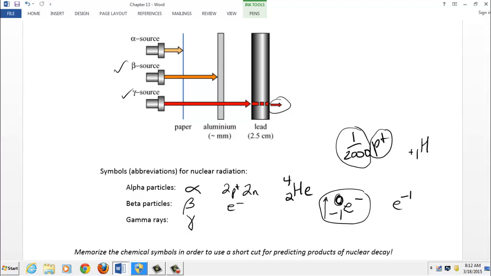Okay, it gets easier than that for the next one. Gamma rays, well, for the chemical symbol of a gamma ray, we're going to just use the Greek letter gamma. What's the mass number of light?